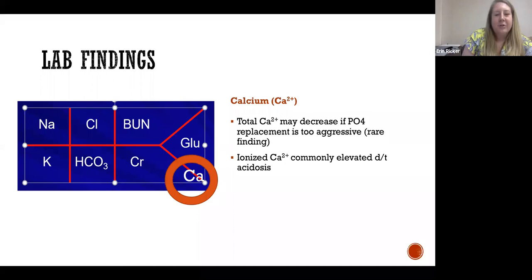Calcium. Your total calcium stores may decrease, especially if you're aggressively replacing your phosphate. This tends to be rare. Your ionized calcium, when you first present, will often be elevated secondary to the acidosis. That's because calcium usually is attached to albumin in your blood. But as you become increasingly acidotic, your body's going to want to buffer those H ions by attaching those to your albumin, and it will spit off a little bit of extra calcium. So you might have initially elevated ionized calcium levels at presentation. As we correct our acidosis, this should get better.